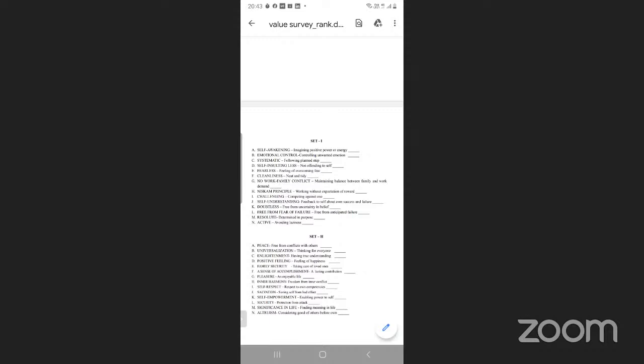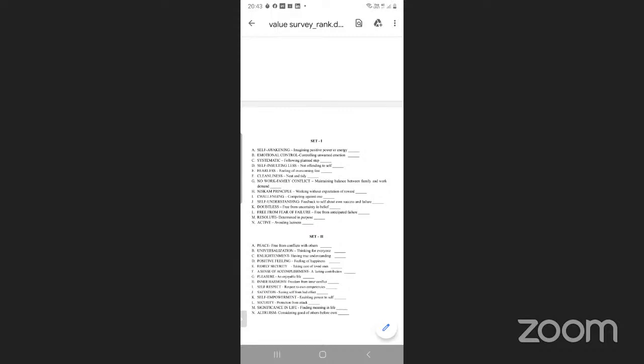No, not that. Here, which value is most important to you, that will get rank 1. And the least important to you, that will get the rank 14.